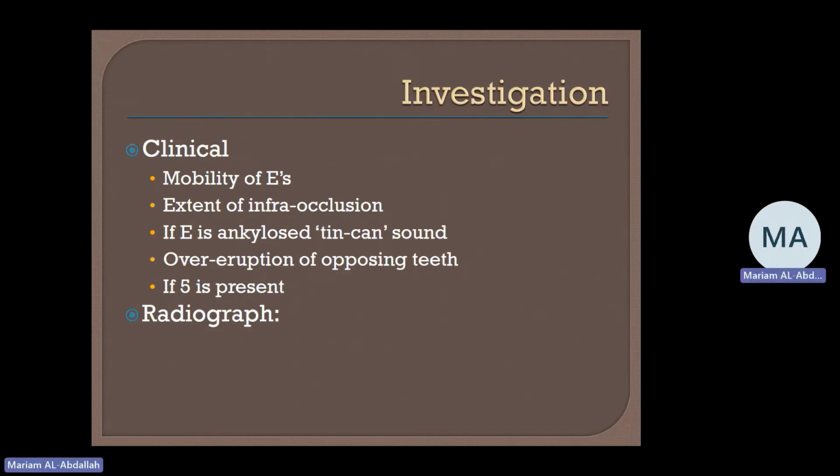You need to tap with the back of your mirror on the tooth that is ankylosed and on the adjacent teeth until you detect any different sound. Usually it's like a tin can sound that will tell you that this is ankylosed. You need to check if this ankylosed tooth is in the lower arch. You need to check for over-eruption, usually in the upper arch. And very important, you need to check for the presence of the permanent successor by taking radiographs, of course.